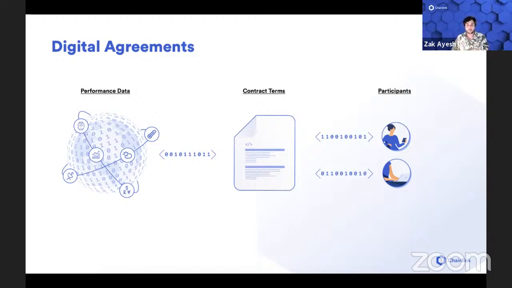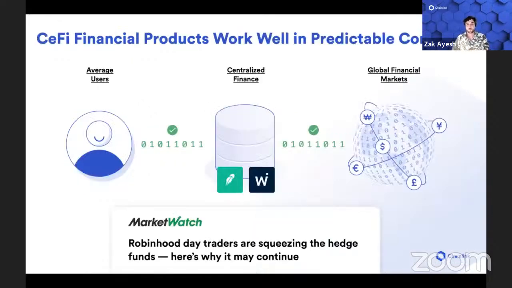So we have this brand-based trust, and if push comes to shove in chaotic market conditions, these agreements may not always come out in the best favor of the users. So we're going to zero in on a specific type of traditional digital agreement, CeFi, or centralized finance.